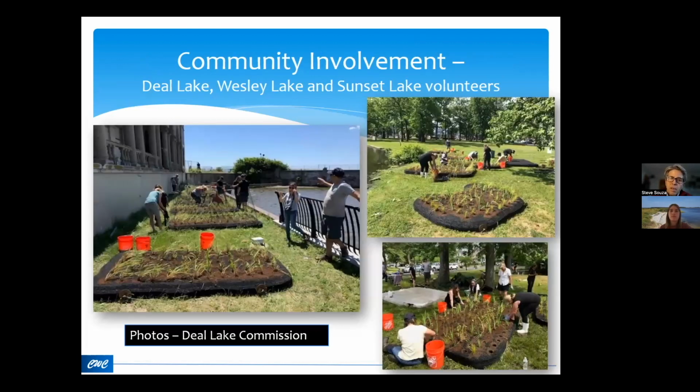This is an example of a project that we recently completed at Deal Lake about 2 years ago, where floating wetland islands were installed in both Wesley Lake and Sunset Lake under the direction of the Deal Lake Commission. And here we used this as a great opportunity to bring out the public, teach them a little bit about lake ecology and lake restoration, and then also get them engaged in the actual planting of the islands. So there's some ownership there by the community.